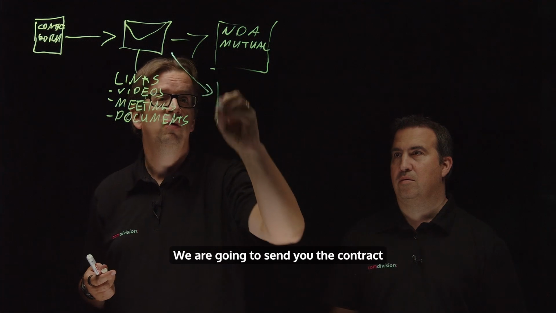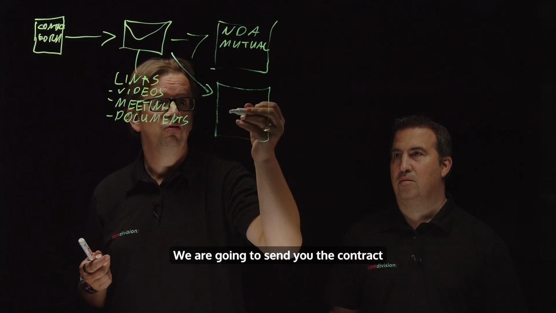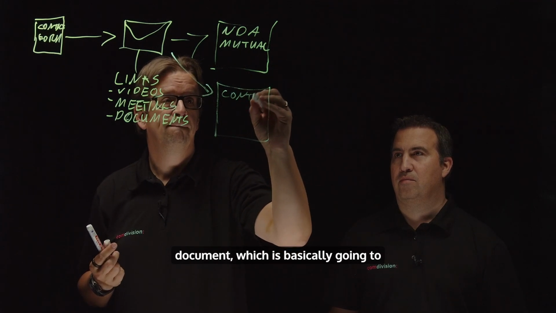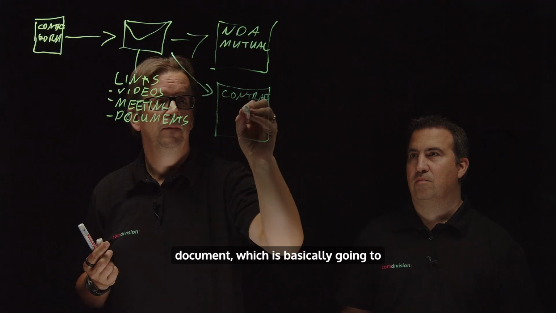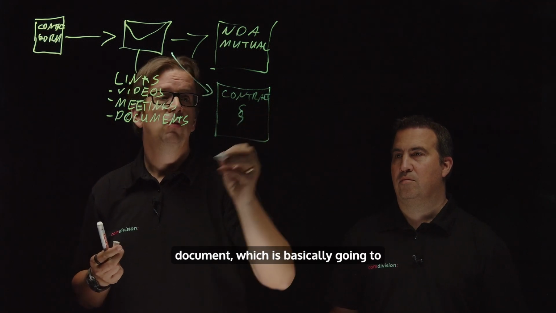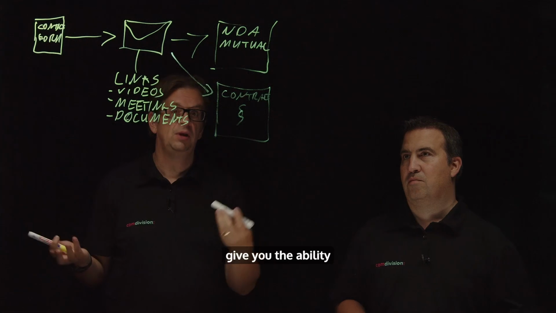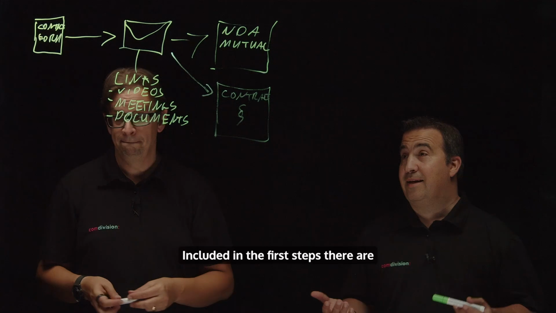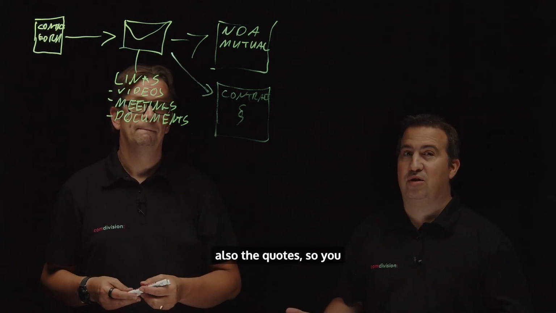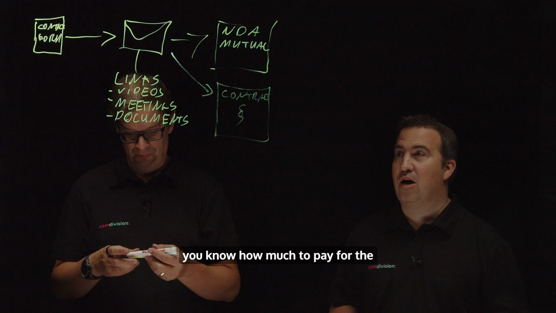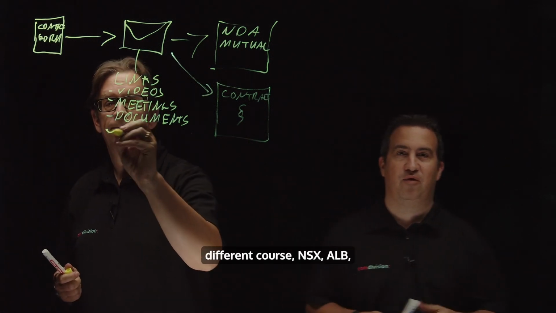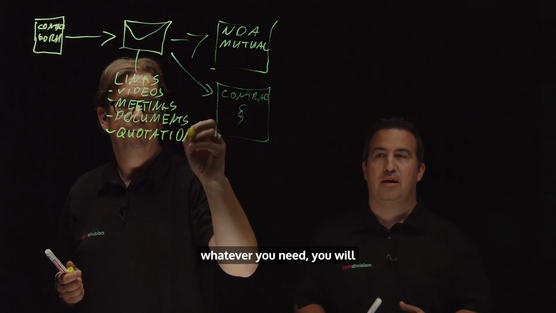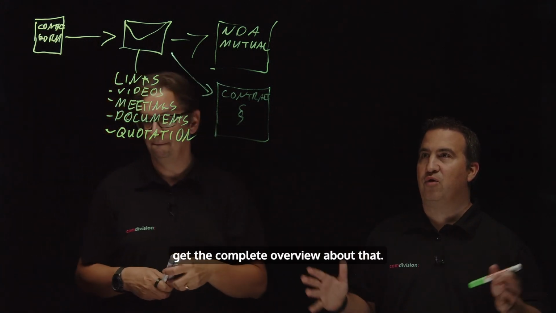We are going to send you the contract document, which is basically going to give you the ability to review the contract while we are setting up the next steps. What's next, Sasha? Yeah, included in the first steps, there are also the quotes. So you get your prices so that you know how much to pay for the different cores, NSX, ALB, whatever you need. You will get the complete overview about that.